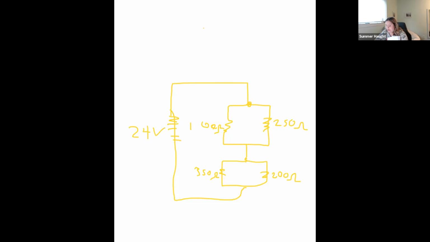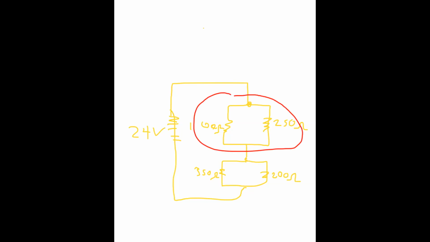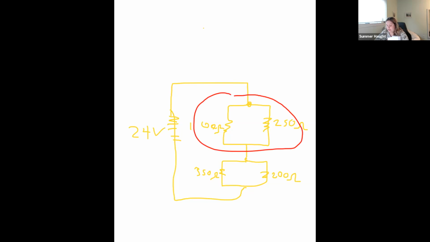We have a situation here that's a parallel circuit with this 100 ohm and this 250 ohm. And then we have a situation right here that is also a parallel resistor, because again, these junctions, or these nodes, are where our electrons are splitting up into two different pathways.